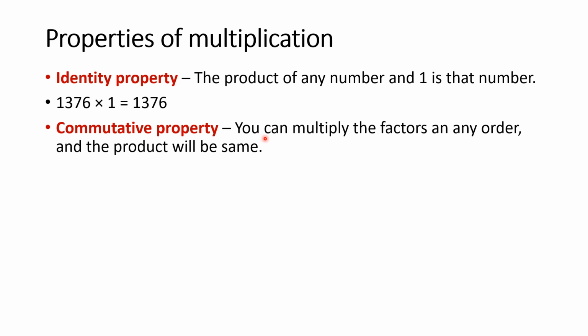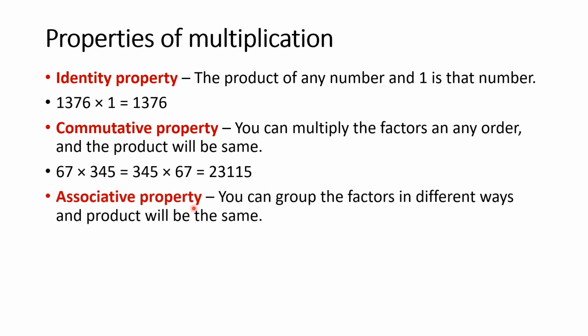Commutative property: it means you can multiply the factors in any order and the product will be the same. Or we can say 67 multiplied by 345, or you multiply 345 by 67, you will get the same answer, that is 23,115.